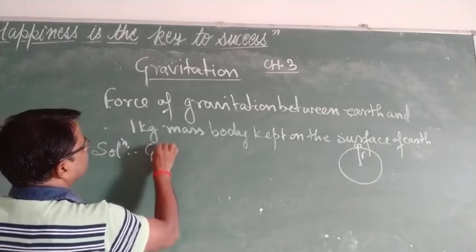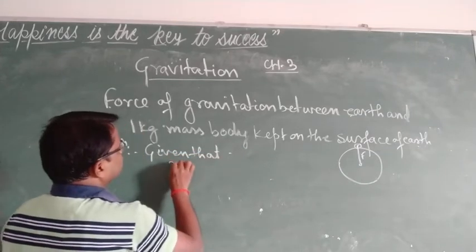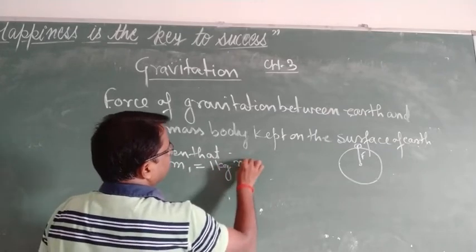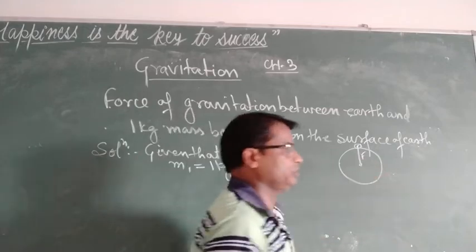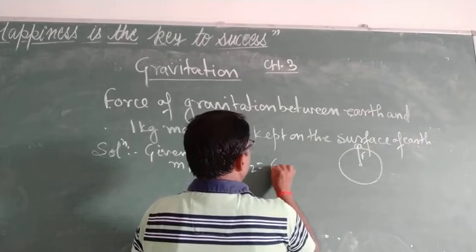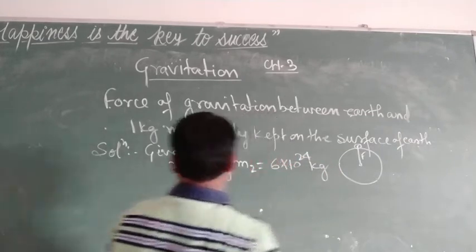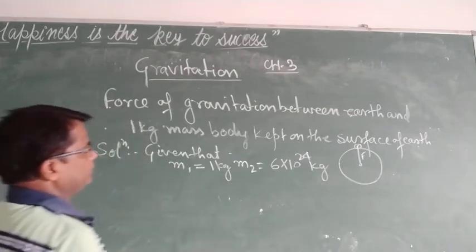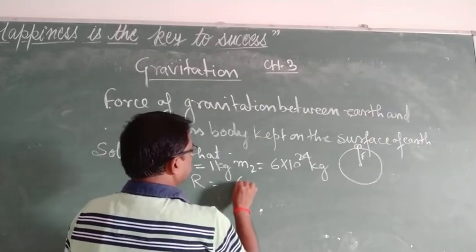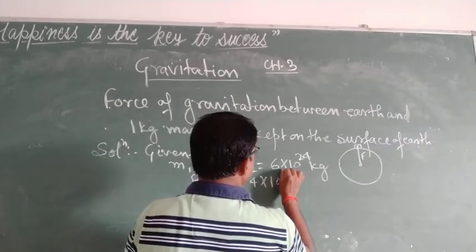Given that m1 is equal to 1 kilogram, m2 is equal to the mass of Earth, 6 into 10 to the power 24 kilogram, and the distance between them is the radius of Earth, r is equal to 6.4 into 10 to the power 3 kilometer, or 6.4 into 10 to the power 6 meter.